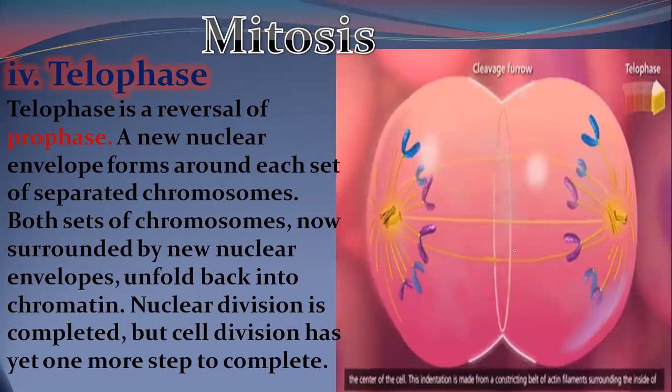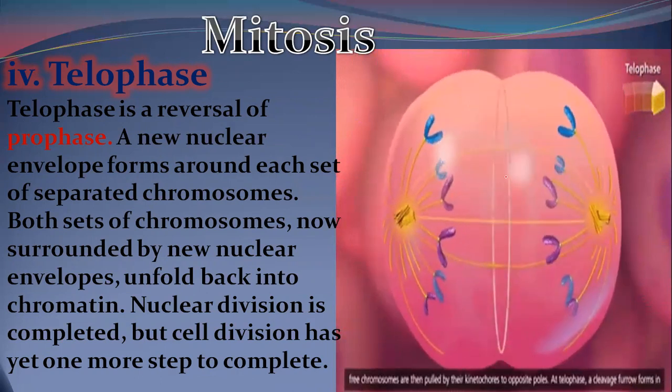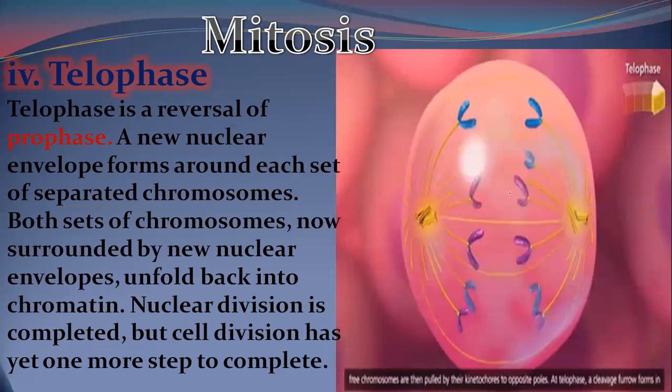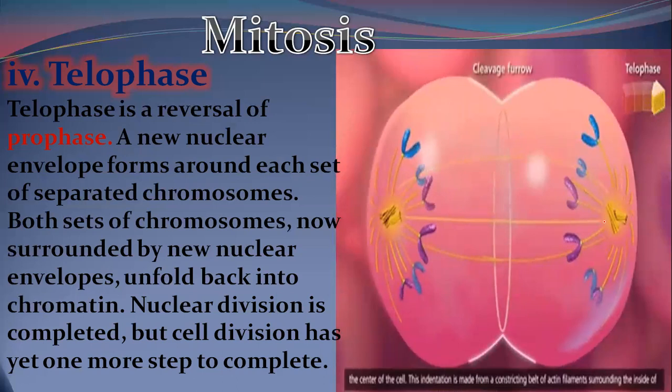You can see here the new nuclear envelope forms here. You can see here the contractile ring is formed. Now the nucleus is going to break. Okay, the nucleus has been broken down because it does not have a nuclear envelope before. So both sets of chromosomes are now on both of the poles.